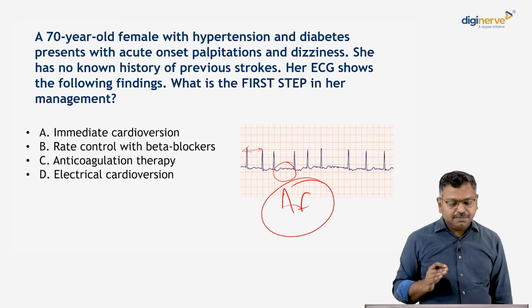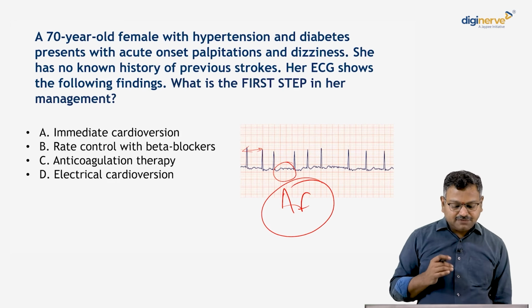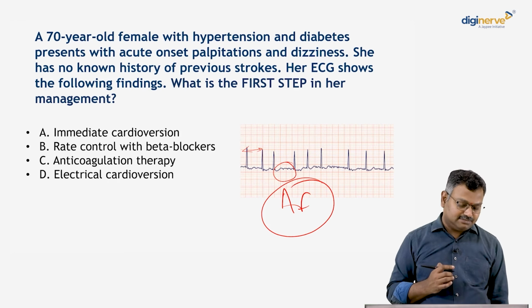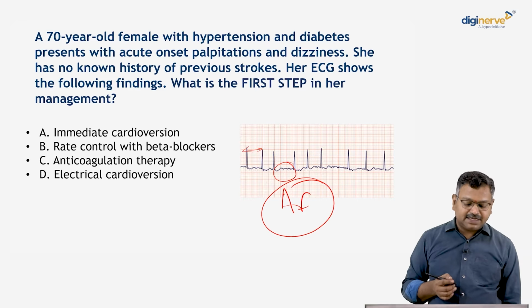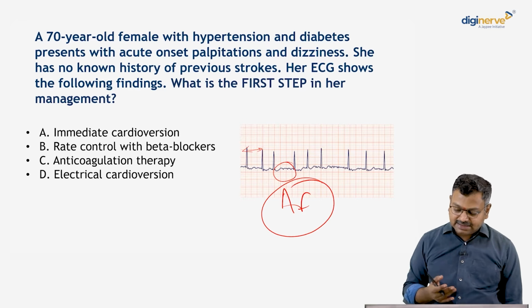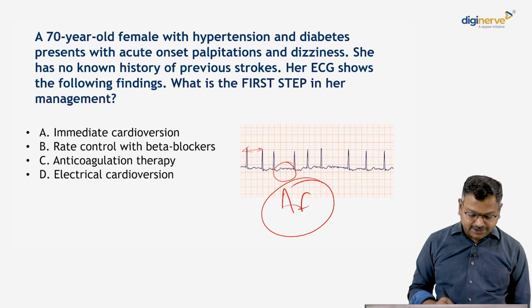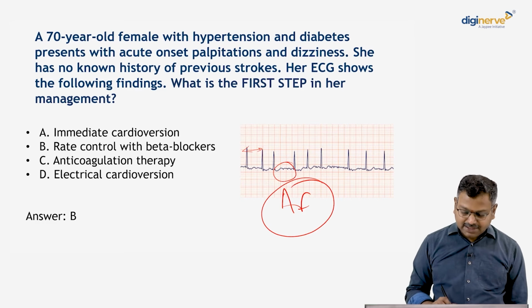Now her BP is fine, they are saying. So the first step is to control the rate with beta blockers, followed by anticoagulation. If the patient is hemodynamically unstable, only then would we give electrical cardioversion. So the answer is B in this case.